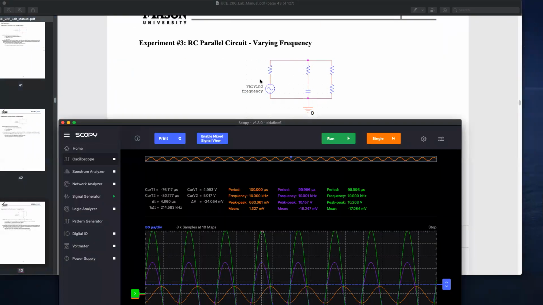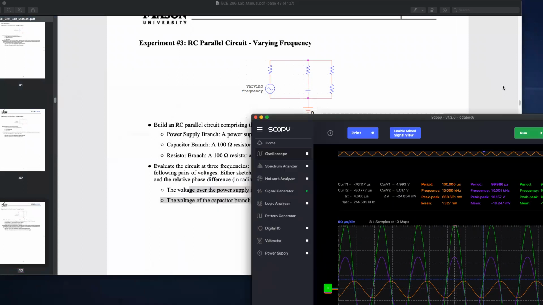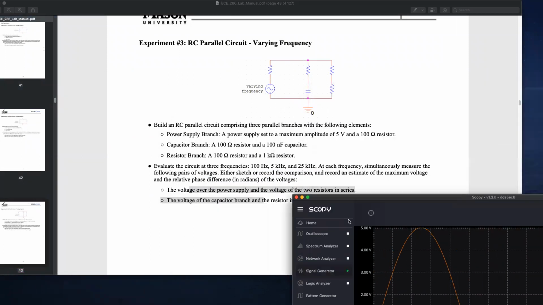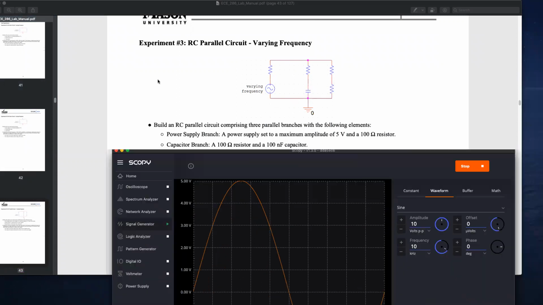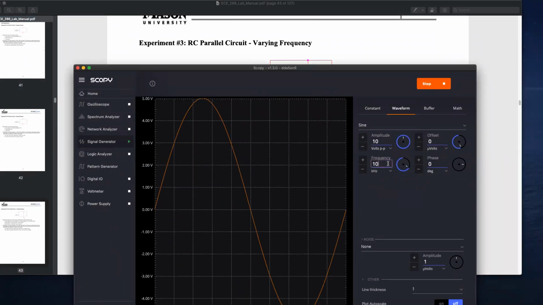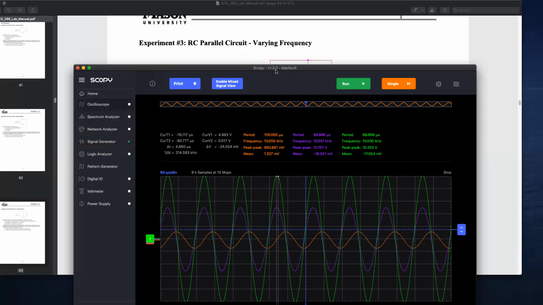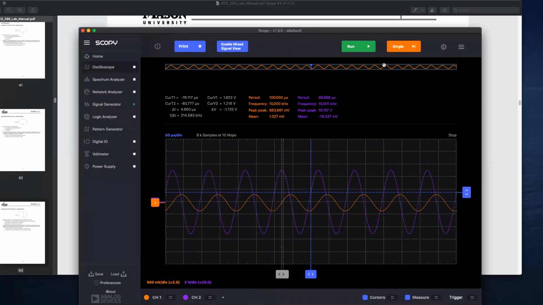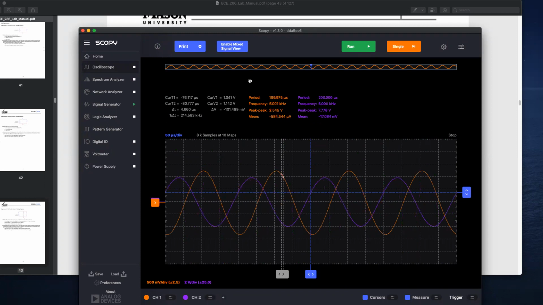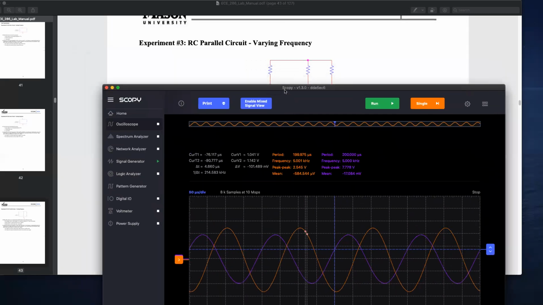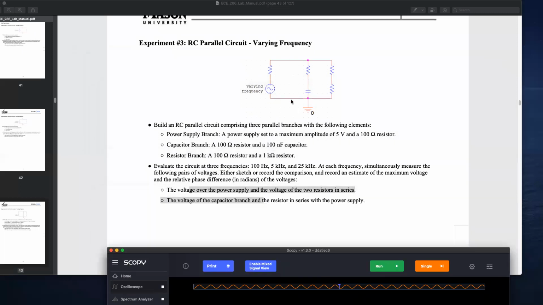I'll just go to my Scopy and get some data points. I will switch my signal generator from 10K to 5K. There we go. And now I'll open up my oscilloscope. Go ahead and get rid of this because I don't need it. Click single, and there you go. Now you have your max voltage. Channel 1 is measuring that resistor in series with the voltage supply, and channel 2 is measuring this whole branch right here.